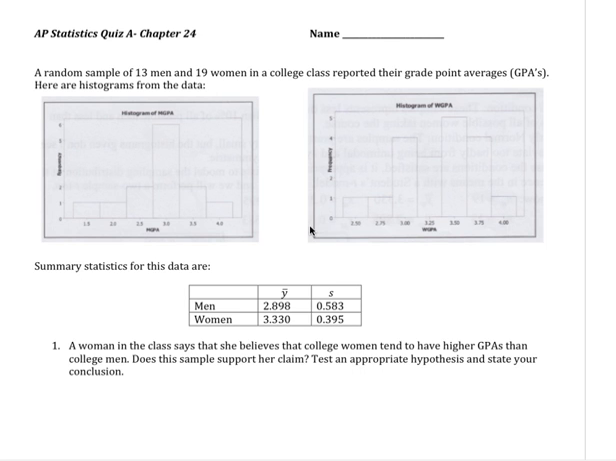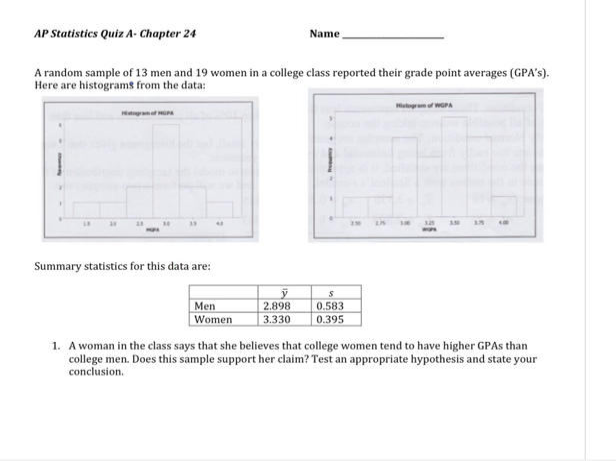Hello, AP Statistics class. We're going to look at our first two means examples today. We're going to look at this situation where we have a random sample of 13 men and 19 women. And then we have a woman in this class. So this is a class, some college class.